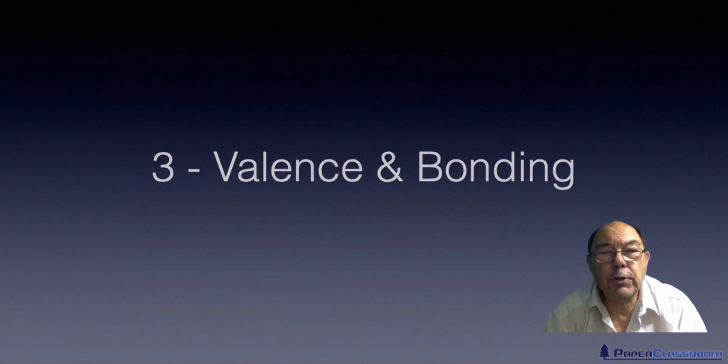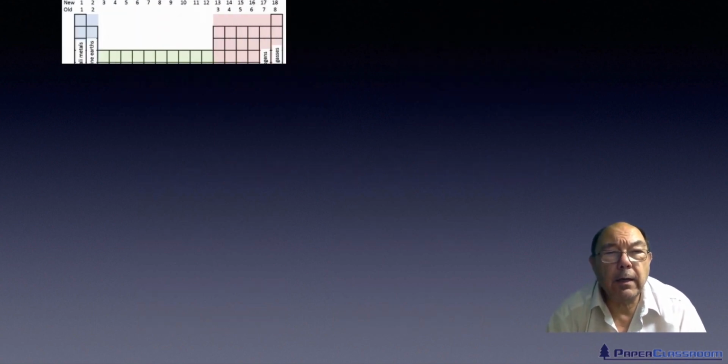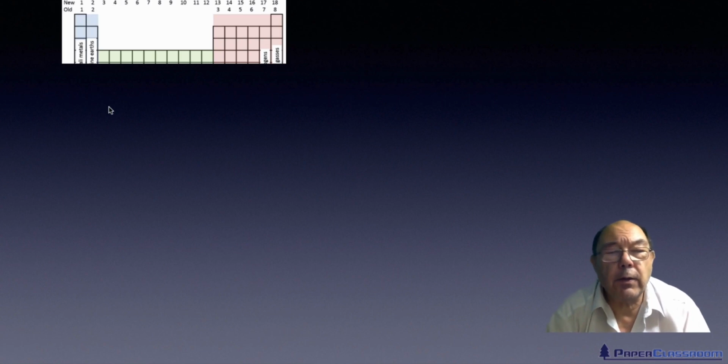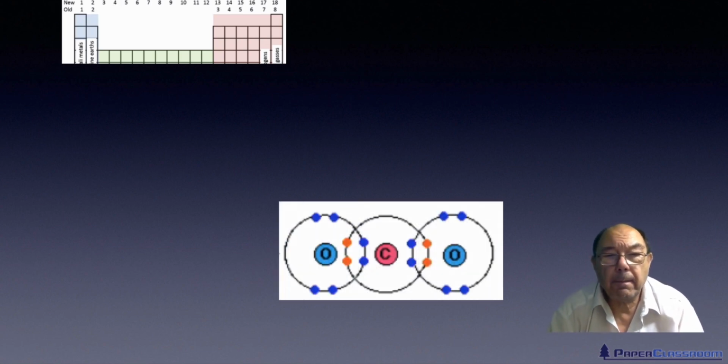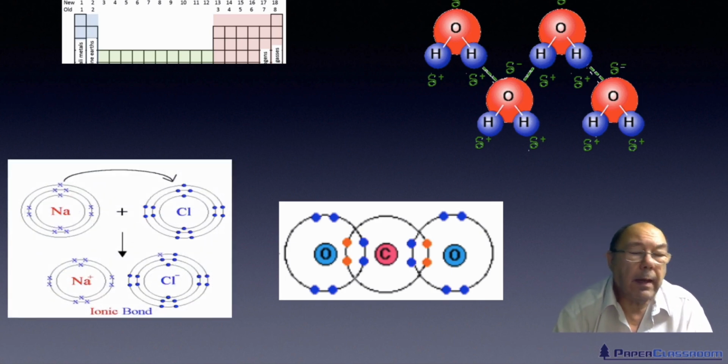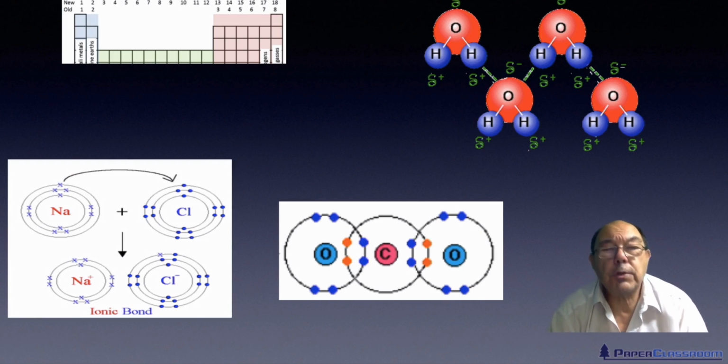And then valence and bonding. So here, what of these group numbers on the periodic table, what have they got to do with valence? How can they help us? This is an example of covalent bonding. Why do some atoms choose covalent bonding? This is an example of hydrogen bonding. How does hydrogen bonding affect what's going on in a system? And ionic bonding. How does ionic bonding work? What's the driver?